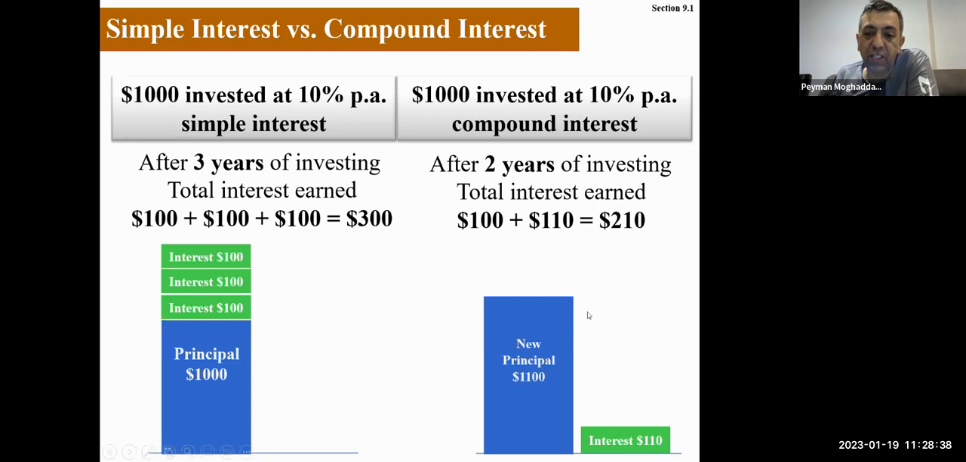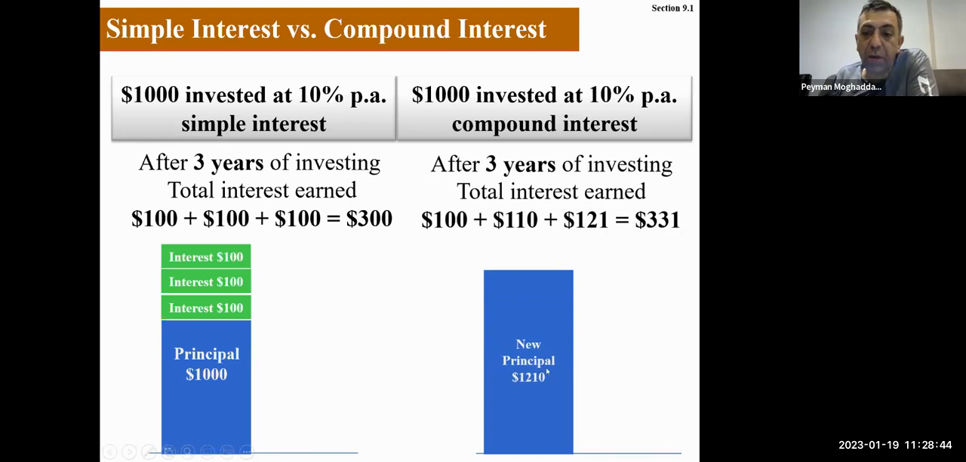So the interest on this, 10% of this amount, is going to be $110, which you add on top of this. This is going to be the new principal for the third year. For the third year, you will have again 10% of this amount.